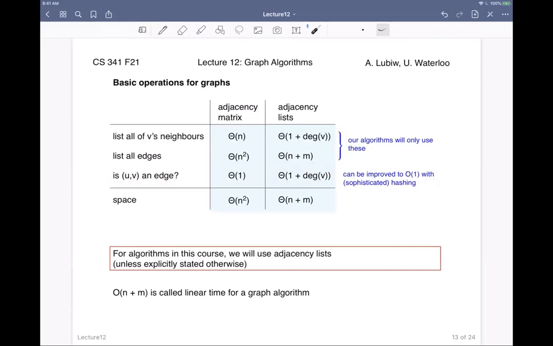So for algorithms in this course, we're going to use adjacency lists. Occasionally, we might use the matrix, but then we'll explicitly say so. And I guess I've said this already, but when we have a graph algorithm and it runs in order n plus m time, we say that's a linear time algorithm. It's linear in the input size, which is n plus m in our word RAM model.